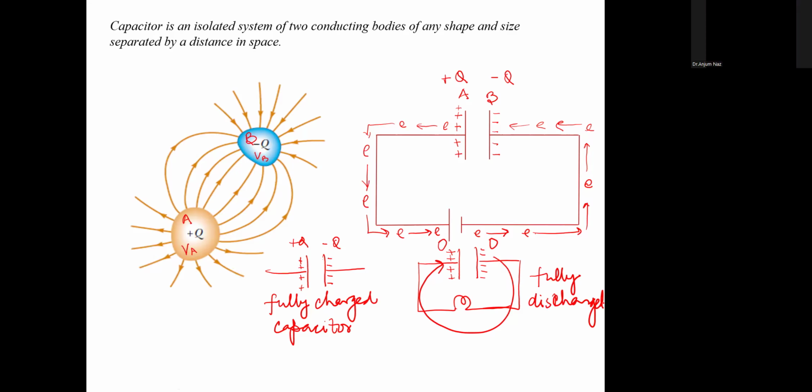So this is the meaning of charging and discharging of a body. With the help of a battery, we can store a charge on the conducting plates, and an isolated system of two conducting bodies is called a capacitor. Now the question is, how much charge can a capacitor hold at a given potential difference between its plates? It means, what is the capacity of a capacitor?